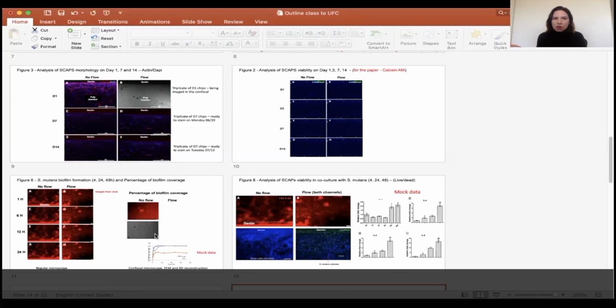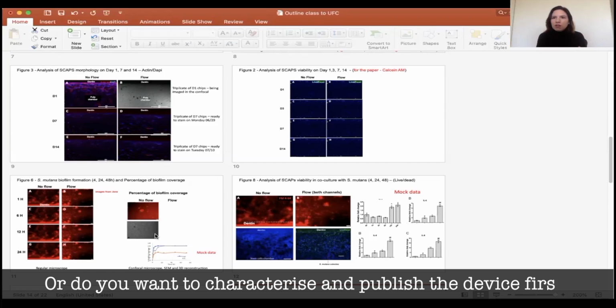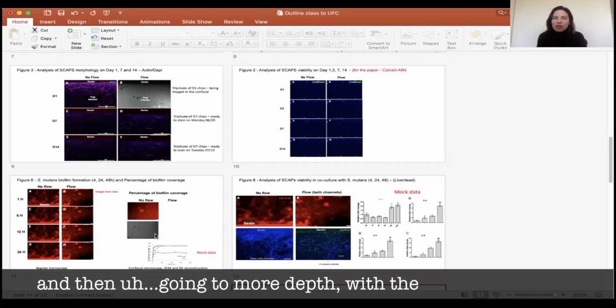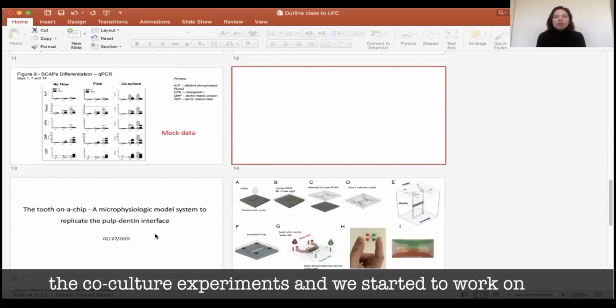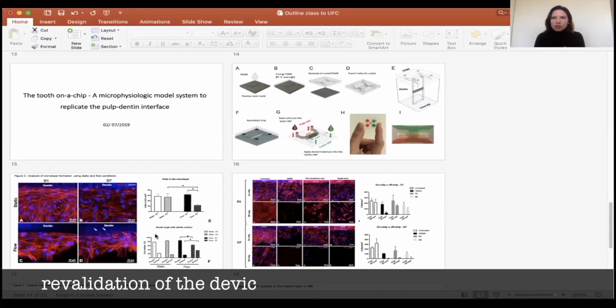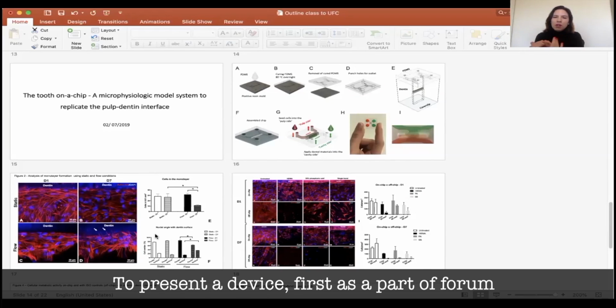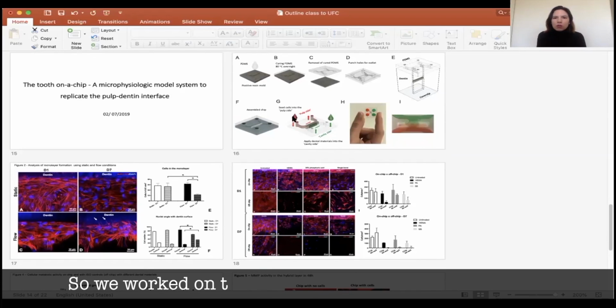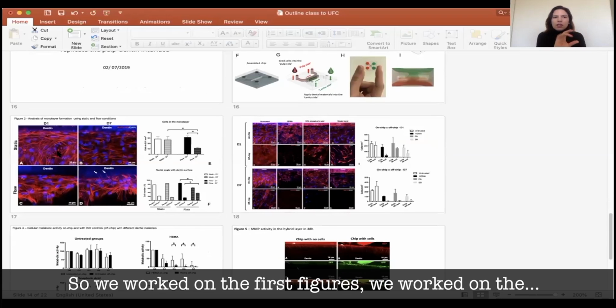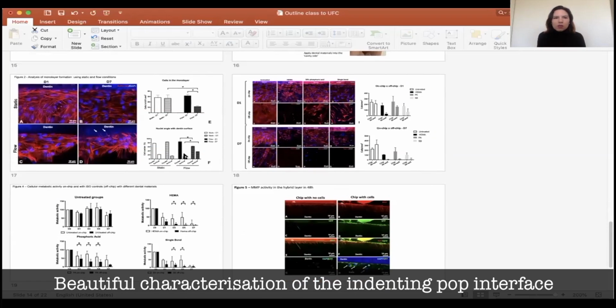Louise and I asked ourselves, do we want to characterize and publish the device first, and then go more in depth with the characterization of the bacterial co-culture? So we stopped the co-culture experiments, and we started to work on the validation of the device and to test against dental materials, to present the device first as a platform to test dental materials in a more physiologically relevant manner.